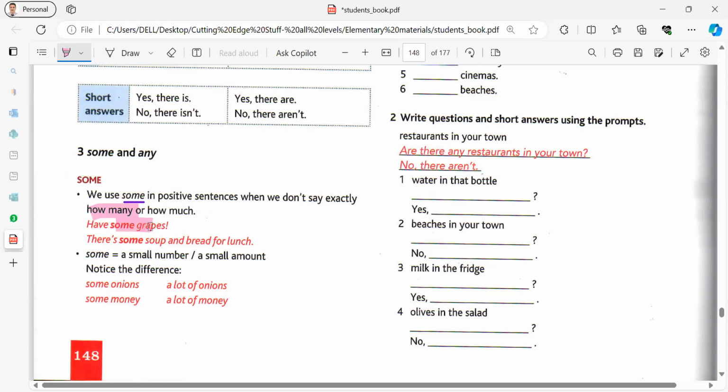Some grapes. I have got some money. I have a little bit of money, I don't know how much. Okay? Some means a small number or a small amount. For example, I have some books in my bag. I have some water in my bottle. Some onions, some money.